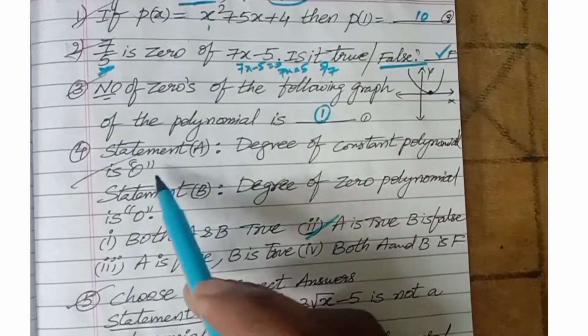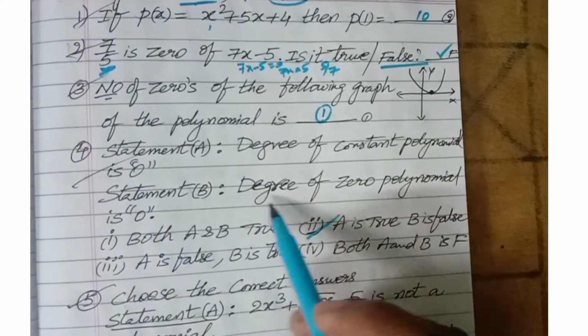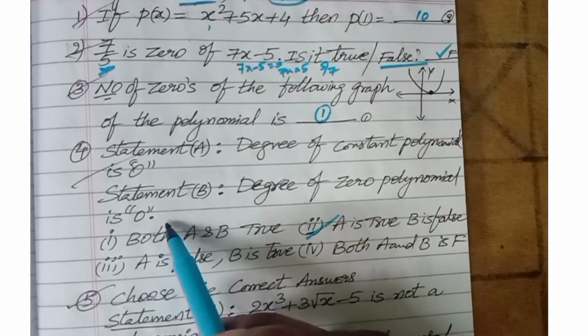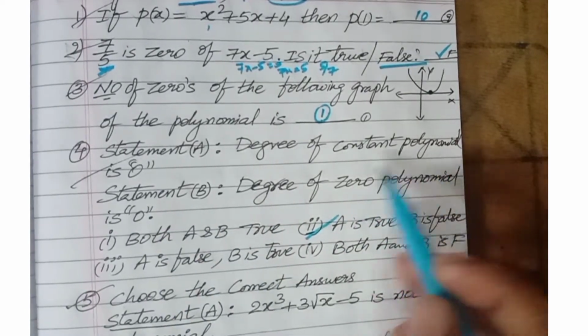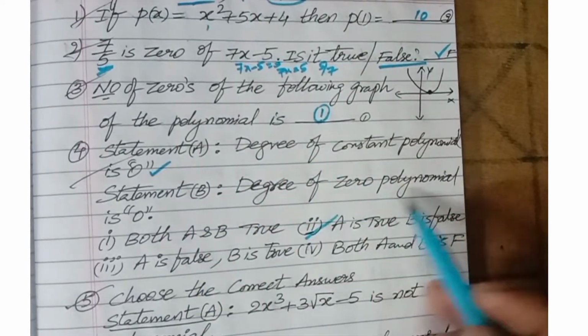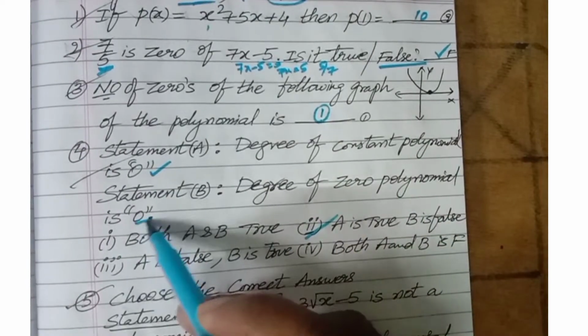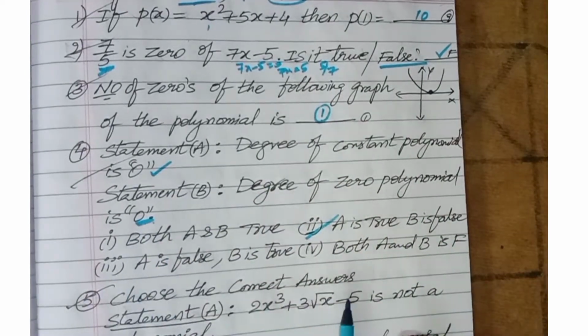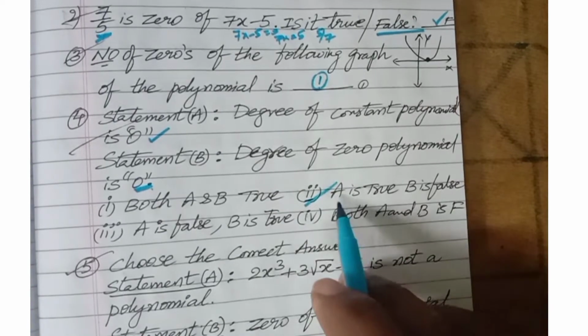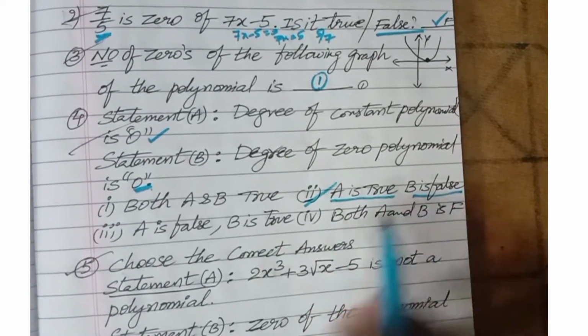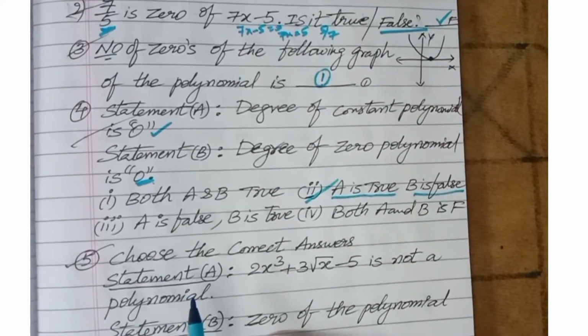Now, degree of a constant polynomial is 0. Degree of a 0 polynomial is not defined. So here the first statement is true, the second statement is false. This type of problems are very important.